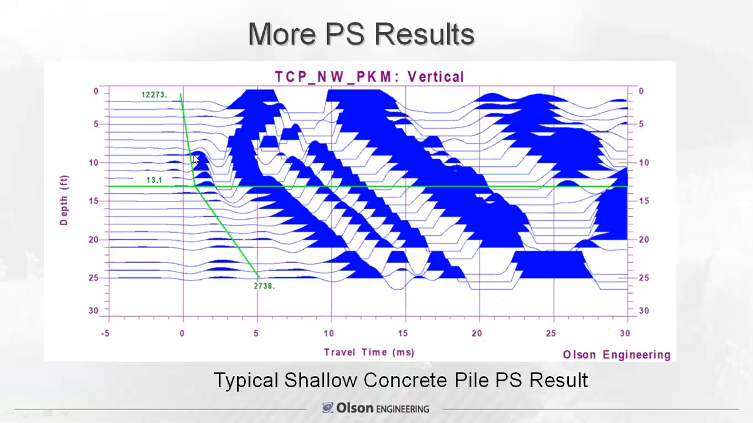This is a very short pile, again, showing just a little bit of data, but again, 12,000 feet per second, it's concrete. And we have loose or not so competent soil deeper down.